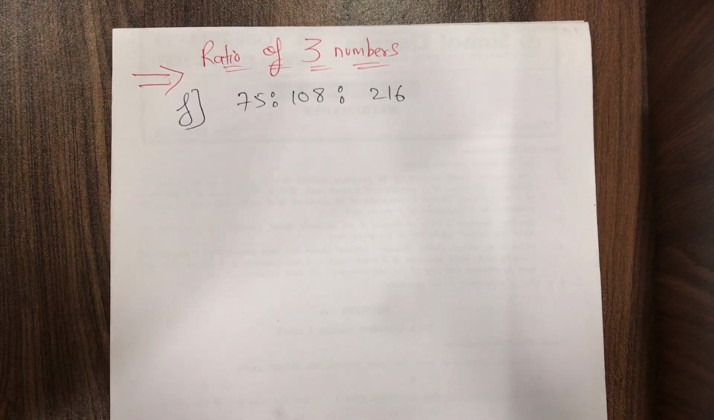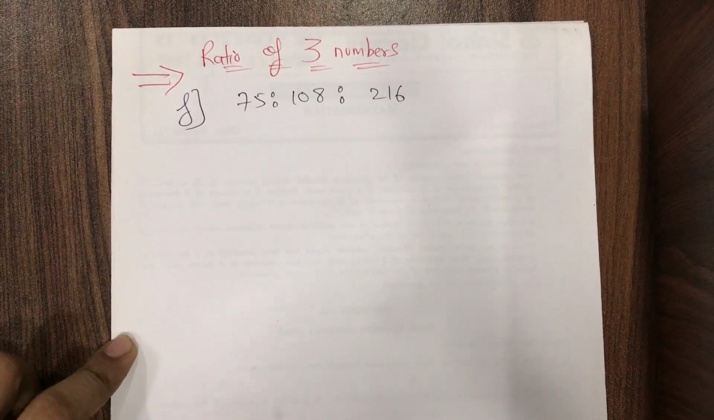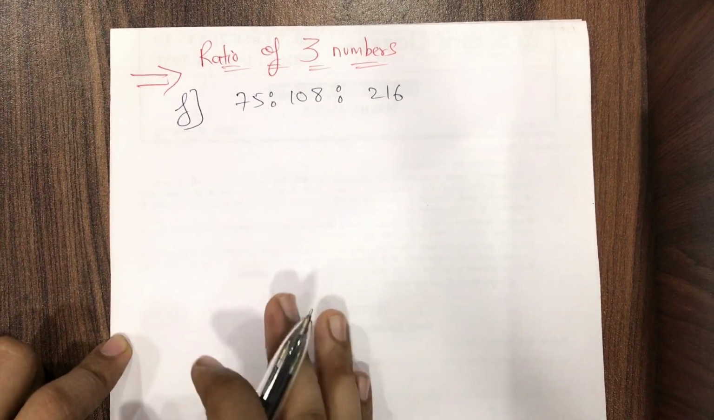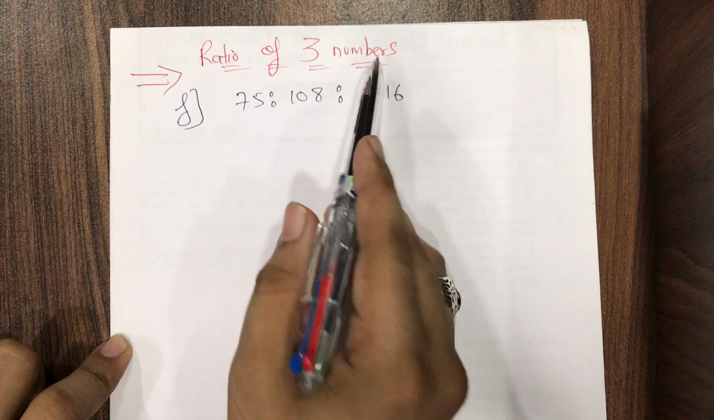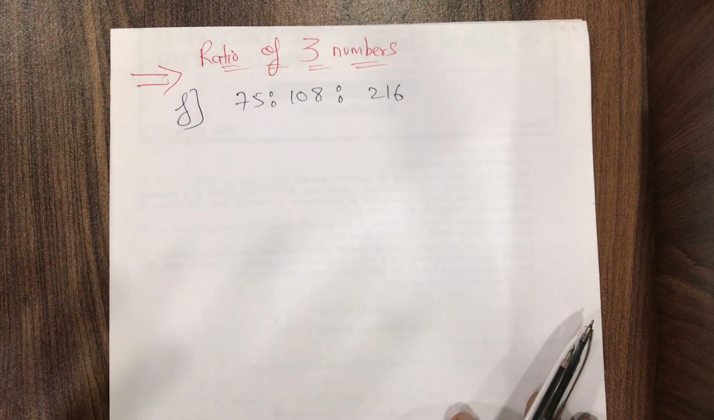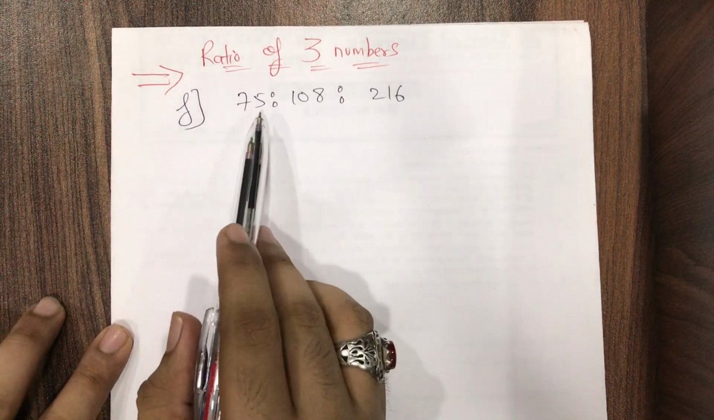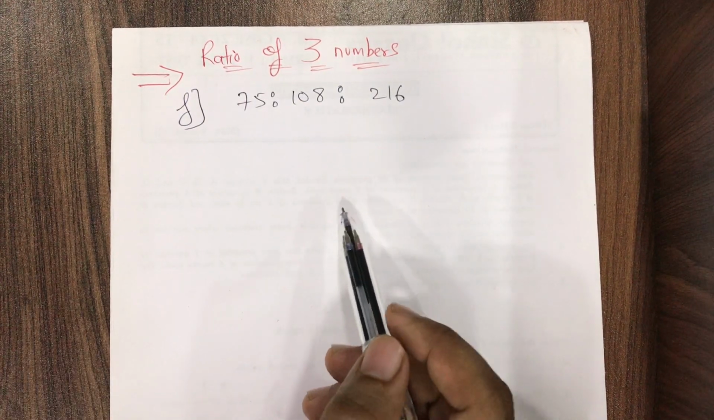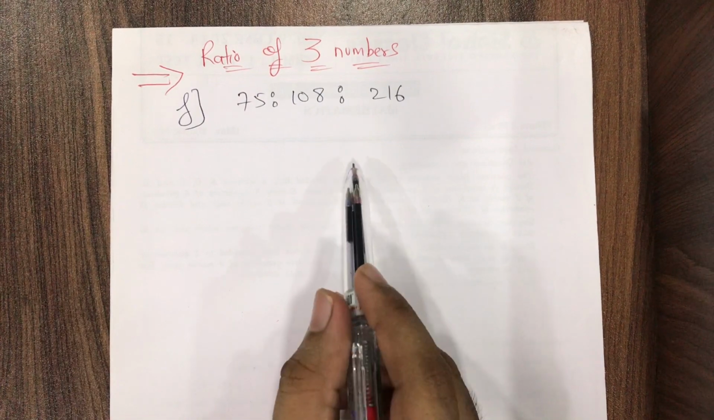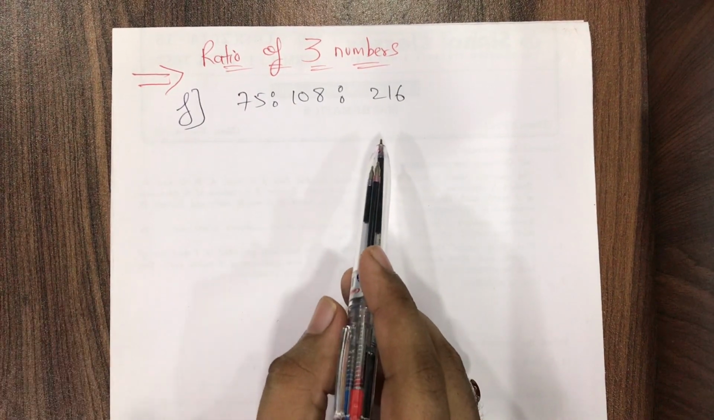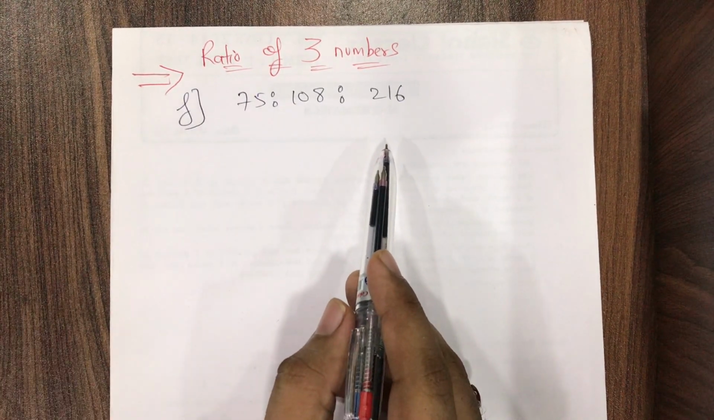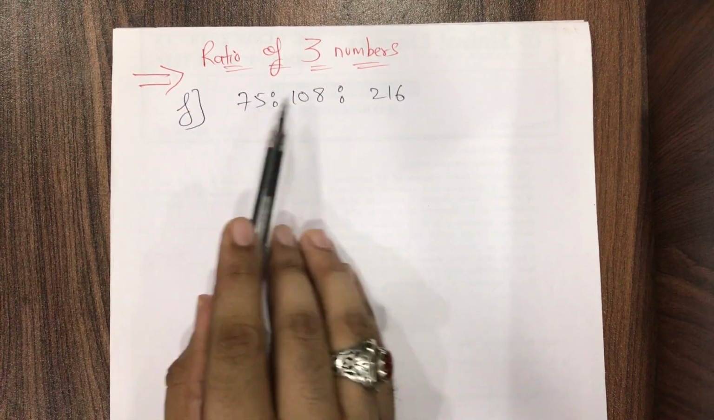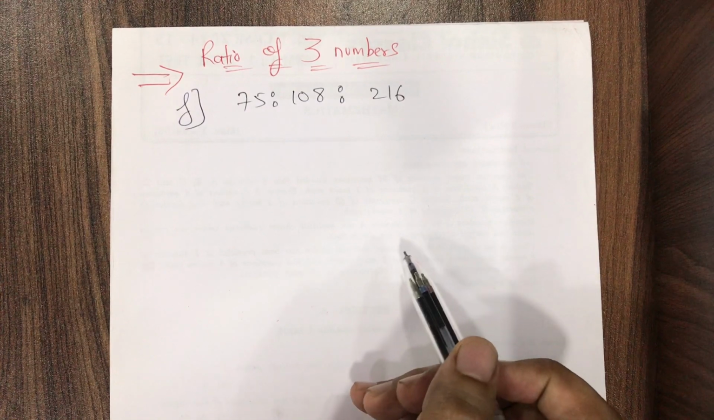Students, now it's a new type. I'll not say a new type, rather I'll say we are going into much more depth. Ratio of 3 numbers. Up till now we were looking at the ratio of 2 numbers. Now we have a ratio of 3 numbers: 75:108:216. There is a different method to do this. Up till now the previous questions were just 2 integers or 2 fractions. Now we have 3 integers, a ratio of 3 numbers, 75:108:216. Now how to proceed?